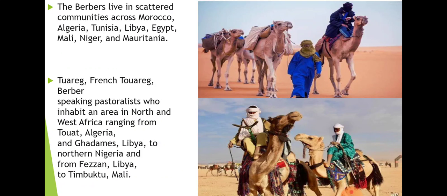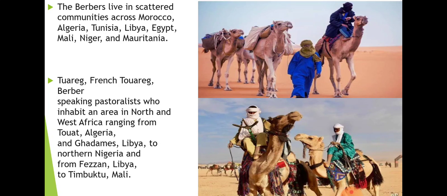Now the next community which lives over there is the Berbers. Berbers live in scattered communities across Morocco, Algeria, Tunisia, Libya, Egypt, Mali, Niger, and Mauritania. You can see some pictures of Berbers. They have different clothing styles, but they are common because they all have to cover their body and face to live in the desert areas.